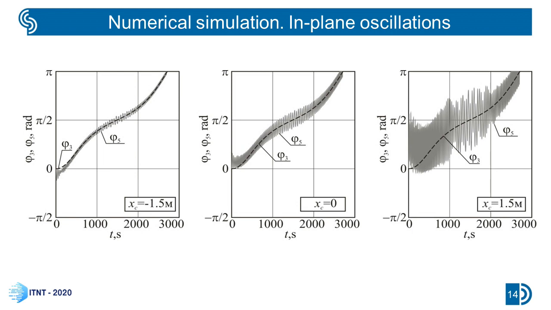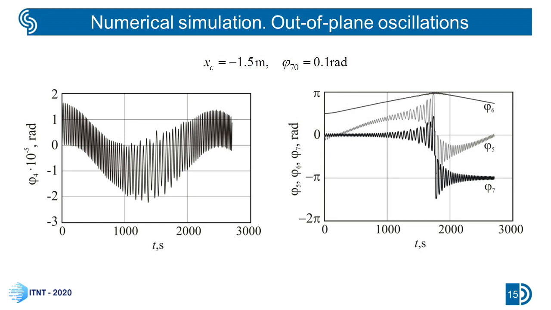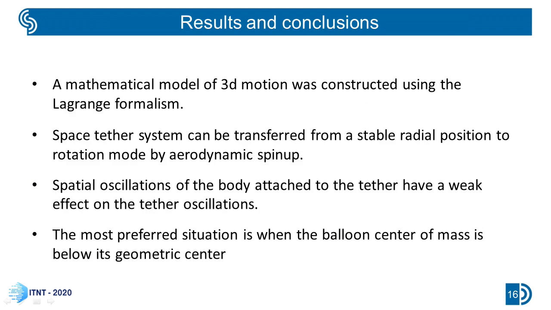Out-of-plane tether oscillations are shown on this slide. It can be seen that their amplitude is small, although the balloon oscillates with a large amplitude. In conclusion, the following main results were obtained.